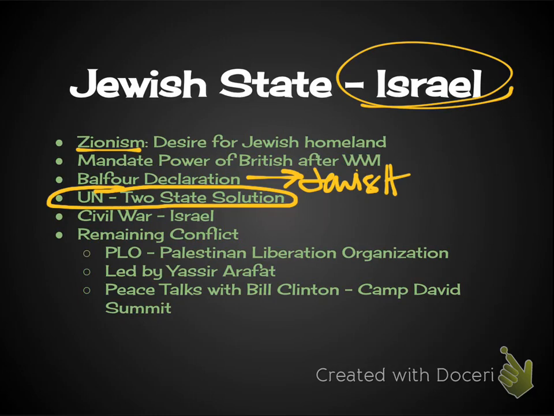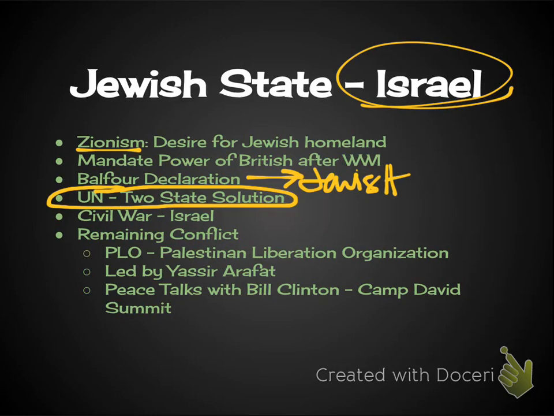However, that didn't happen. A civil war broke out, and basically, it just became Israel and no Palestine. So we created a new country and not the other one. The country that was there prior, those people lost their country when the creation of Israel happened.